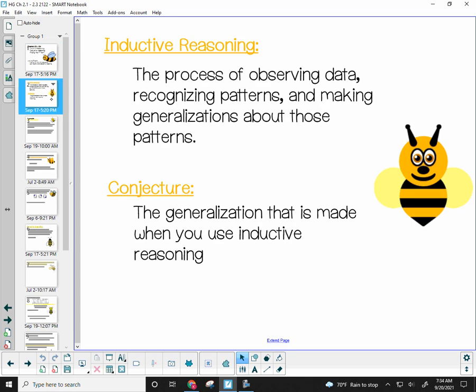Inductive reasoning is the process of observing data, recognizing patterns, and making generalizations about those patterns. In geometry, we call these things conjectures. A conjecture is the generalization that you make when you use inductive reasoning. A lot of times in science, you call it a hypothesis. In geometry, they call it a conjecture. And once you prove it, it becomes what's called a theorem. So after we prove it, it becomes a theorem.